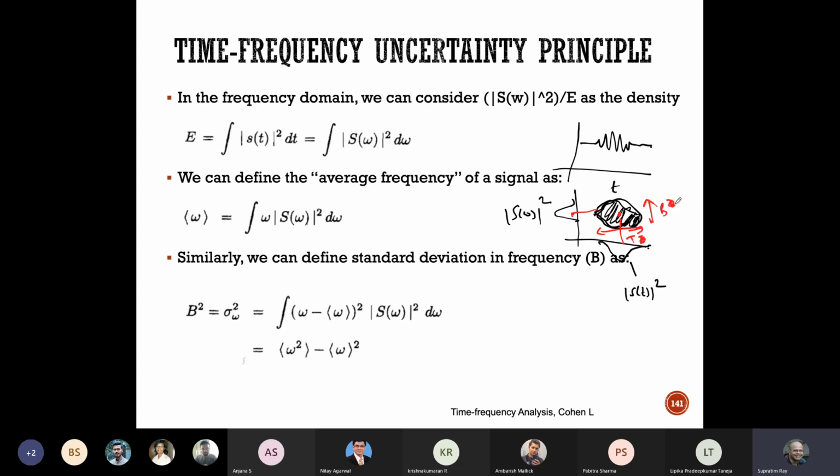Okay, any questions on this? This is fine, right? I'm just defining this as the energy density function. Parseval's theorem says that you can either integrate over time or over frequency to get the energy. Any questions?